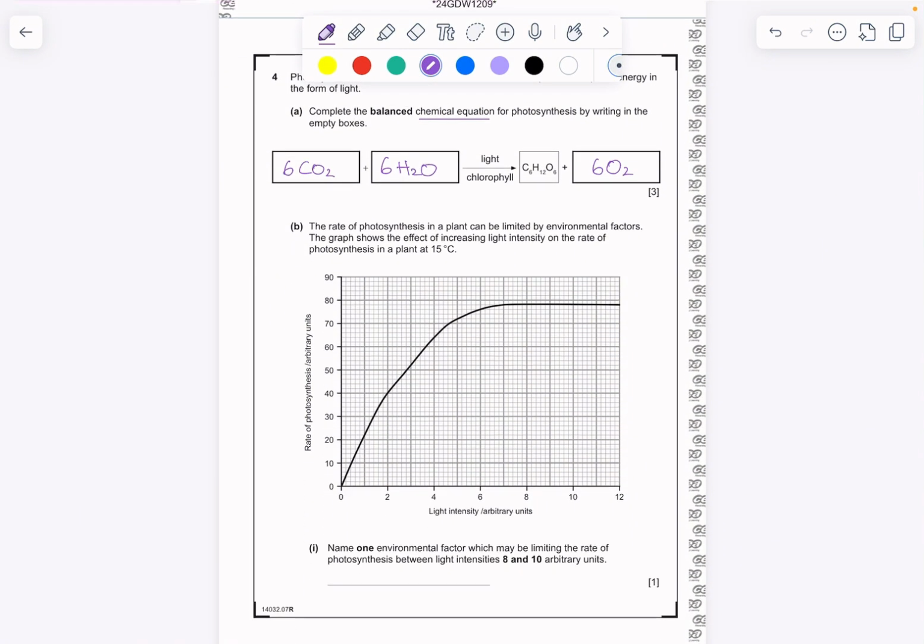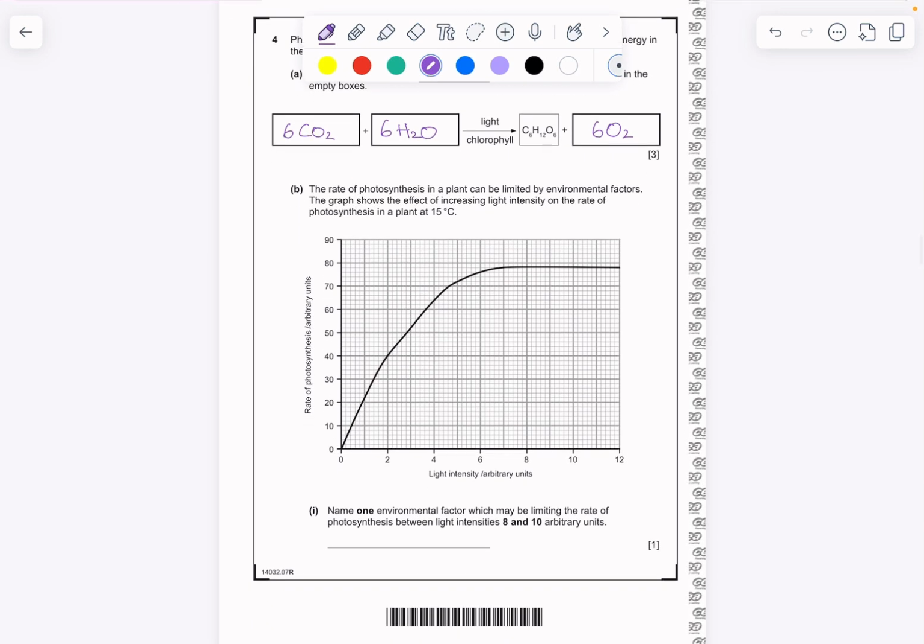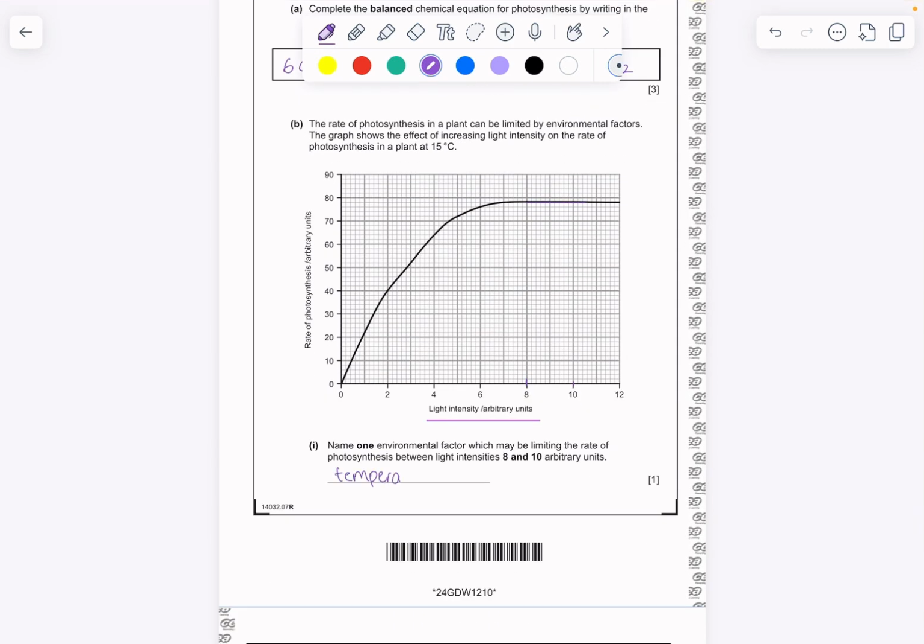Next one goes on: the rate of photosynthesis in a plant can be limited by environmental factors. The graph shows the effect of increase in light intensity on the rate of photosynthesis in a plant at 15 degrees. Name one environmental factor which will limit the rate of photosynthesis between light intensities 8 and 10. Between here and here, we can see that the graph starts to level off. If the graph is leveling off, light is no longer the limiting factor, so whatever's on the x-axis will no longer be the limiting factor. It could be anything else such as temperature or carbon dioxide concentration. I'm going to write down temperature, but remember it could also be carbon dioxide concentration, because they're your 3 limiting factors.